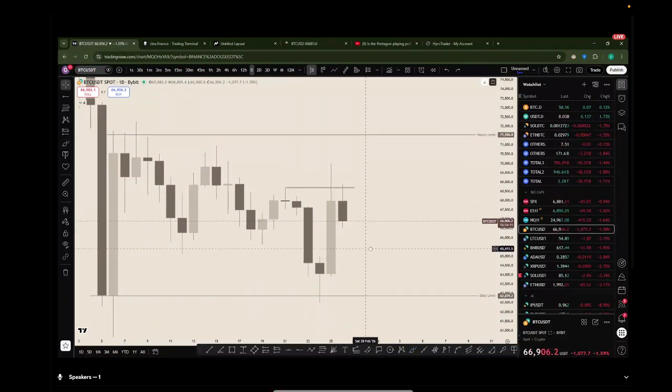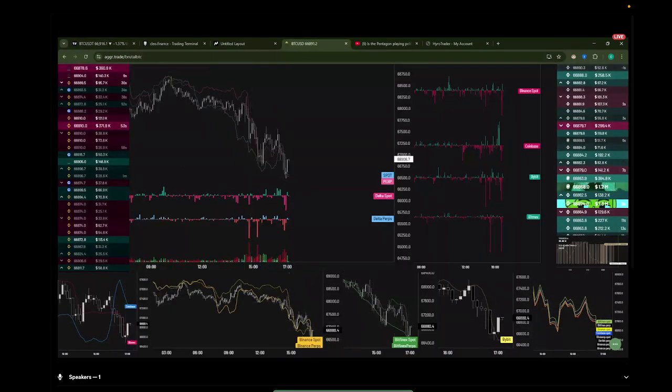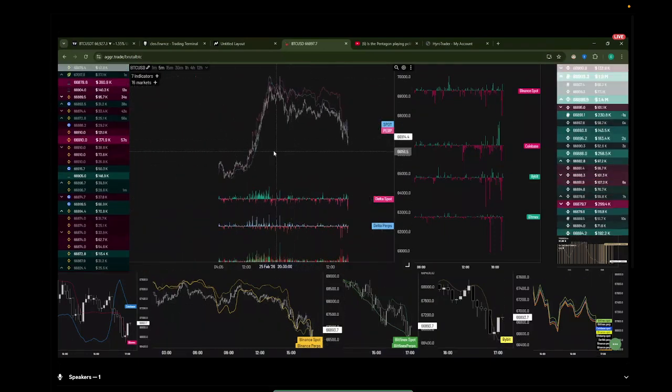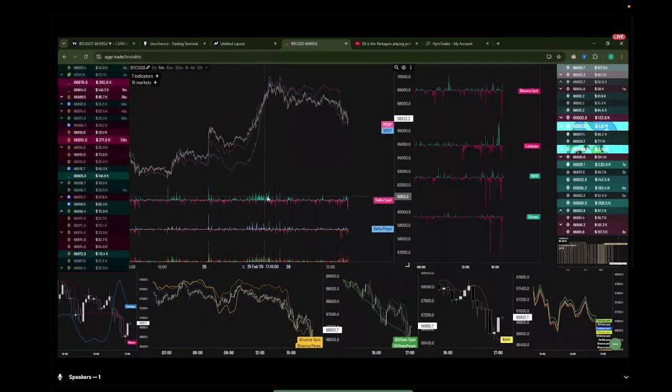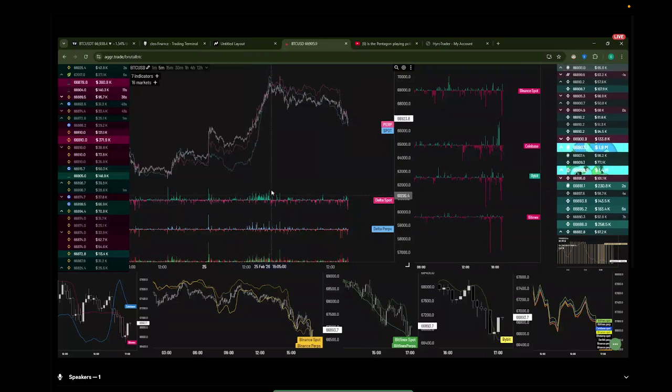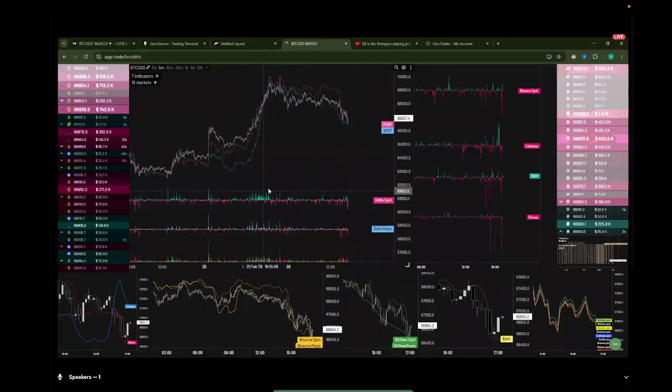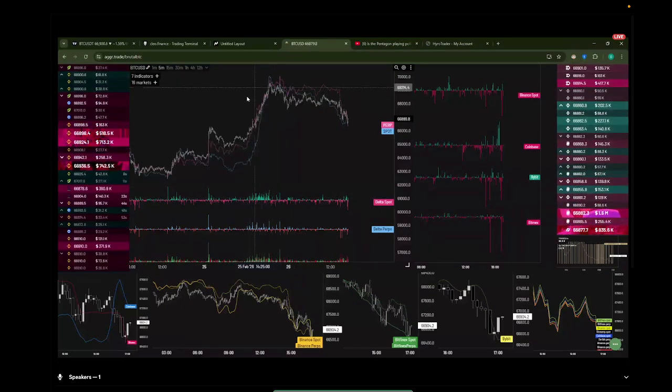But yesterday we had a big daily candle, and we had huge spot buying coming in. I can even show you, let me just go on a 5 minute time frame. So that was yesterday's price action, and then you can see the immense amount of spot buys that were coming in this period of time.